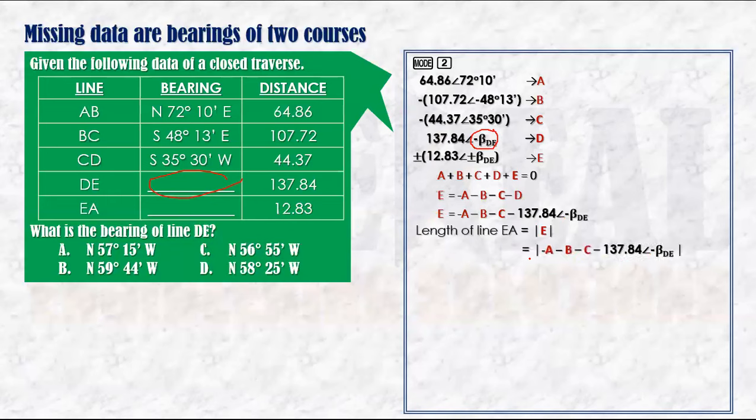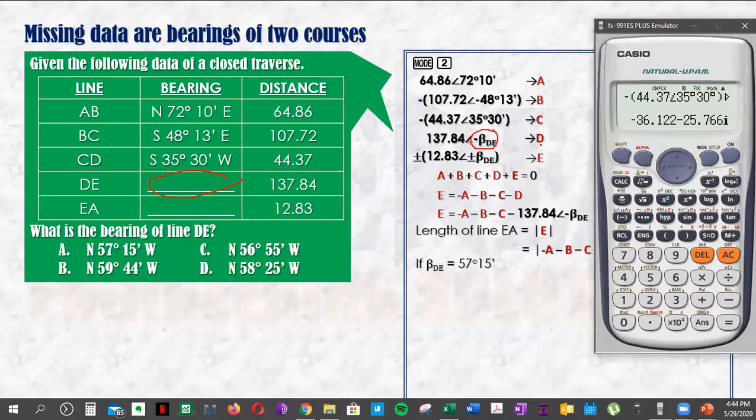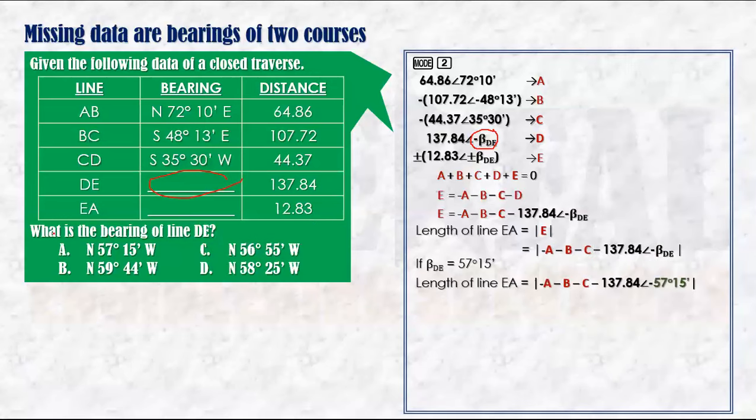Now, to check that, this is what we input in the calculator. If beta is that letter A, I'm going to input it. Absolute of negative A minus B minus C, then minus 137.84 angle negative 57 degrees and 15 minutes. If that is correct, it must give me 12.83. But it doesn't. It's not 12.83. That means that is incorrect. Letter A is not correct.